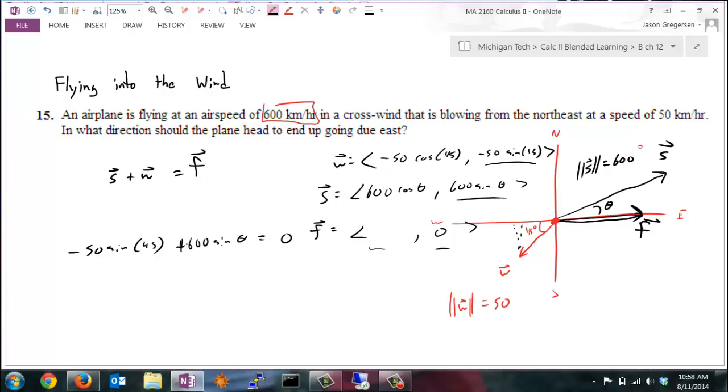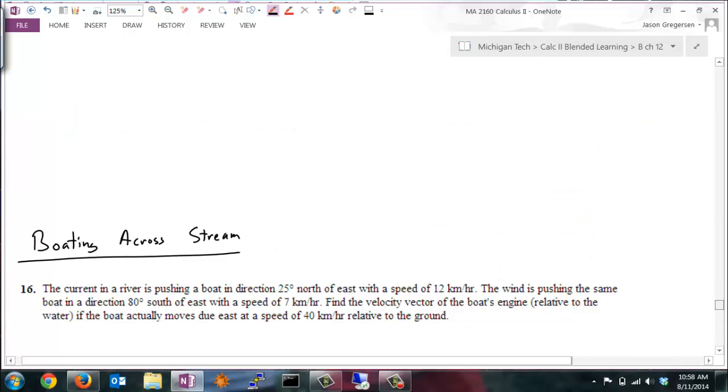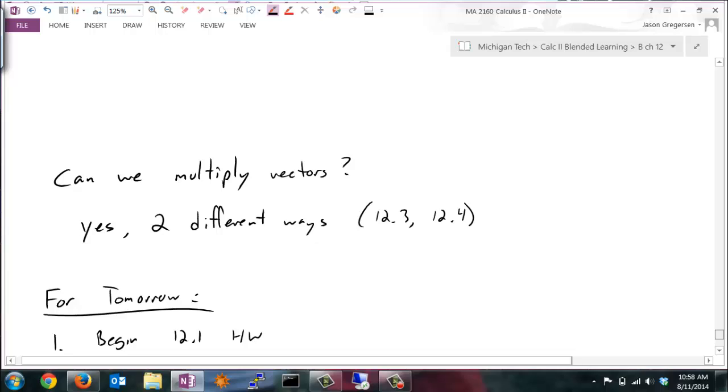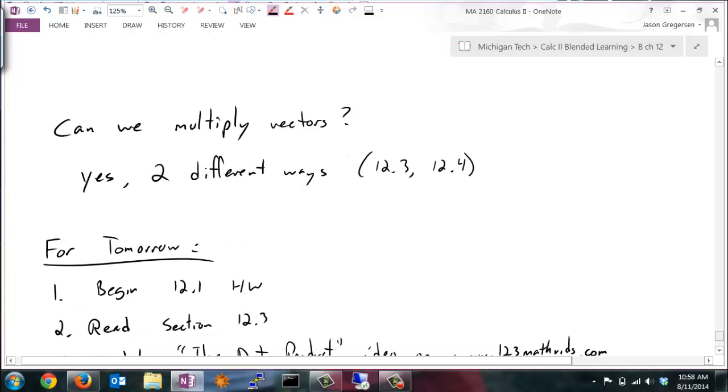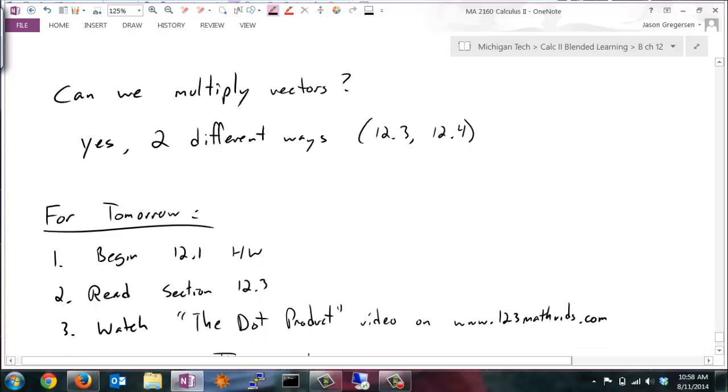Now, for tomorrow, we've kind of talked about a whole bunch of ways we can add vectors, subtract them, and we can multiply them by numbers. But how do we multiply vectors by vectors? Turns out there's two ways we can do that. We can take a cross product or a dot product. We're talking about both of those in 12.3 and 12.4.